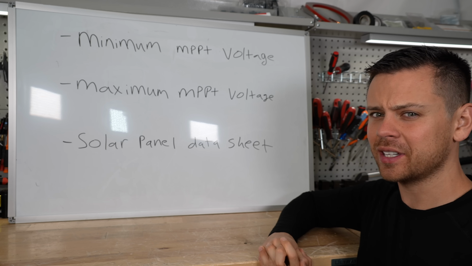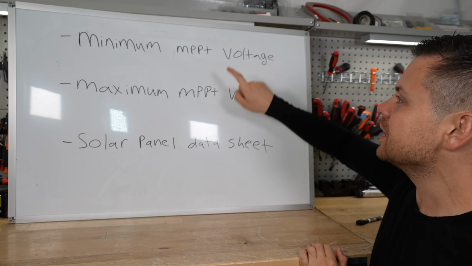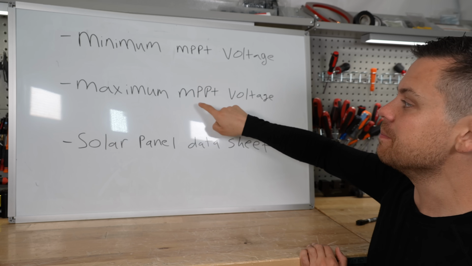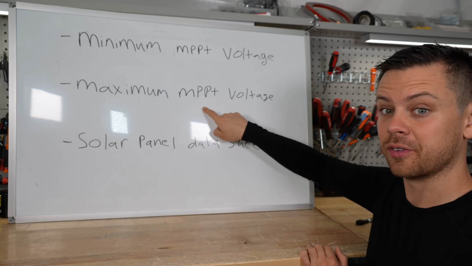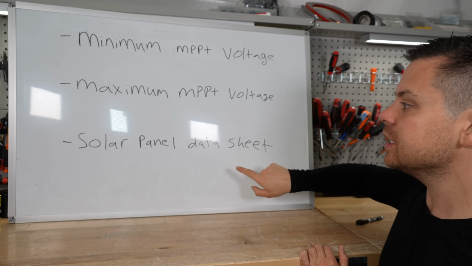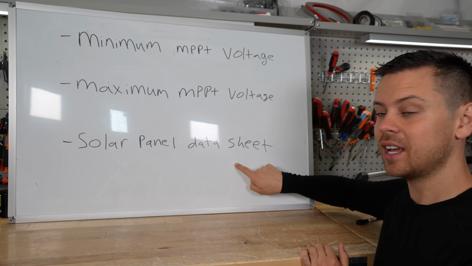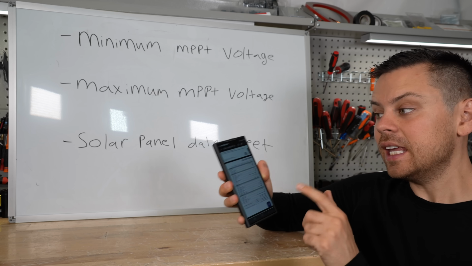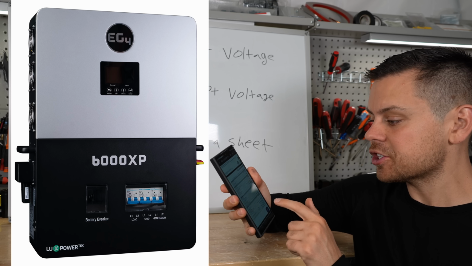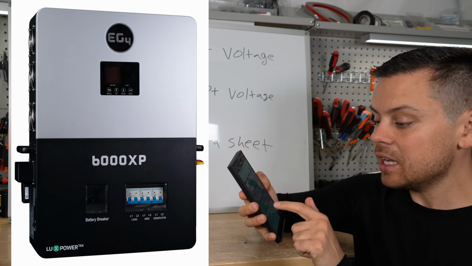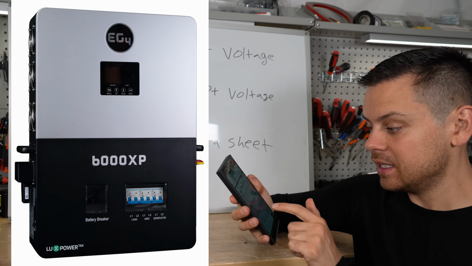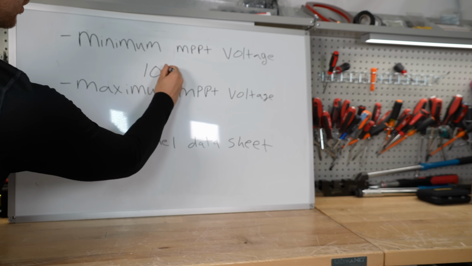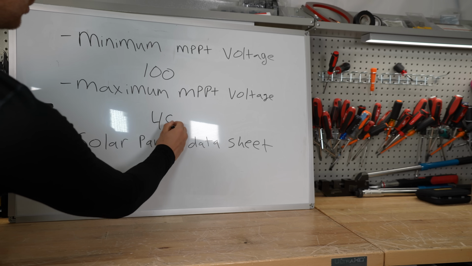So to make these calculations, you need three things. You need the minimum MPPT voltage for your solar charge controller, you need the maximum MPPT voltage for your solar charge controller, and then you need your solar panel's data sheet. And this will have lots of numbers that we can use for our calculations. And in the EG4 6000XP datasheet, it says that the DC input voltage range for the MPPT is 100 to 480 volts. So 100 volts up here, 480 volts down here.